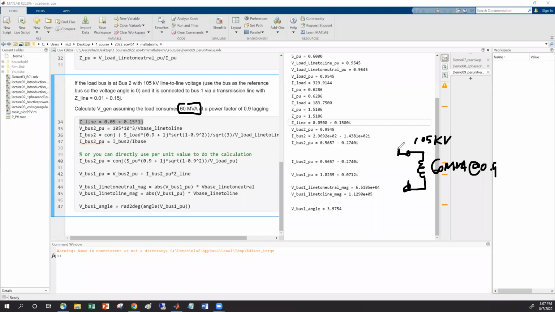So we also know this line has an impedance in per unit value. This is per unit value 0.01 plus j0.15. Okay, this is the impedance of that. So we're going to calculate what would be the voltage here. Okay.